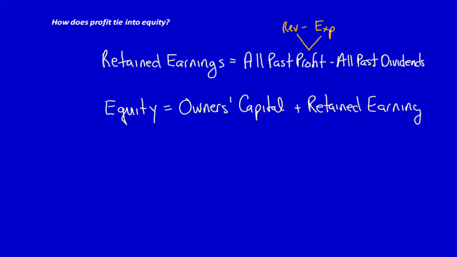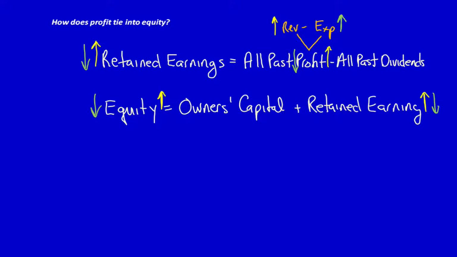Remember, profit is equal to revenue minus expenses. So now we can see the relationship between revenues, expenses, and equity. When revenues increase, profit increases, retained earnings increases, and as a consequence, equity increases. What happens when expenses increase? Equity decreases. Why? Because expenses reduce profit, which will reduce retained earnings, which will reduce equity.